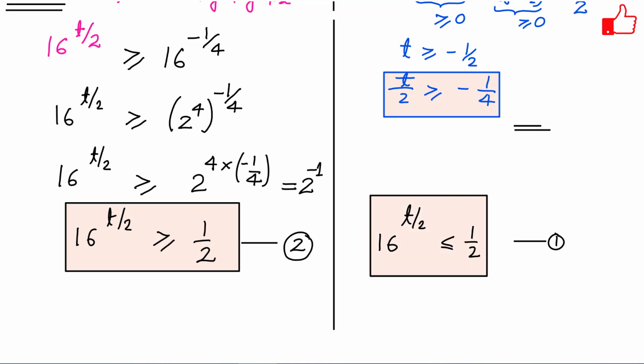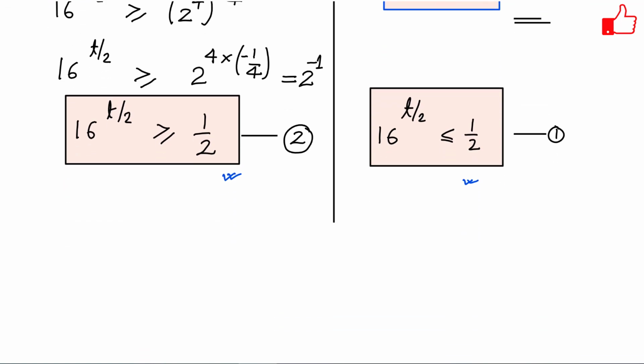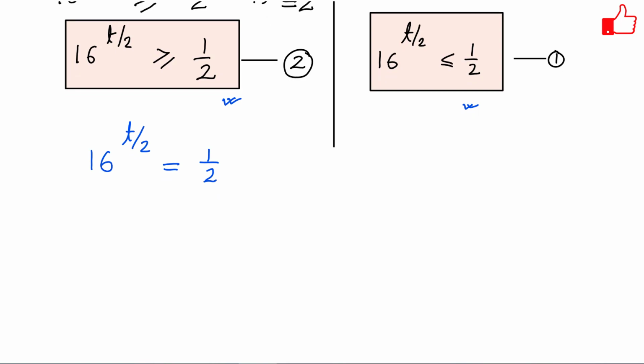So now from equation 1 and equation 2, what can you conclude? In one case it is said that 16 raised to the power t by 2 is greater than or equal to 1 by 2. At the same time, in another equation it is said that 16 raised to the power t by 2 is less than or equal to 1 by 2. So this means there is only one solution, and that is 16 raised to the power t by 2 is equal to half. Now let us expand a little bit.